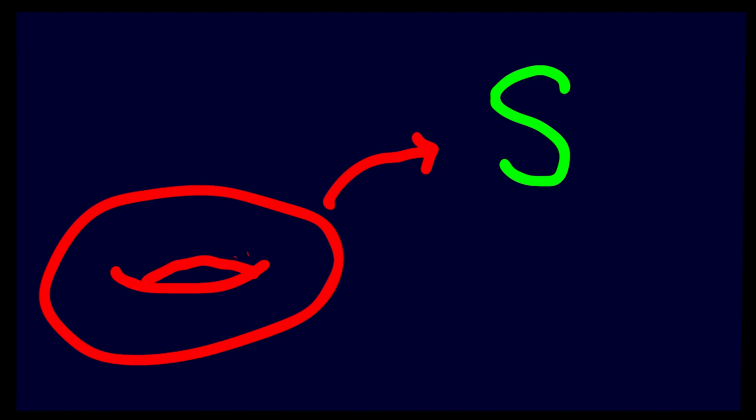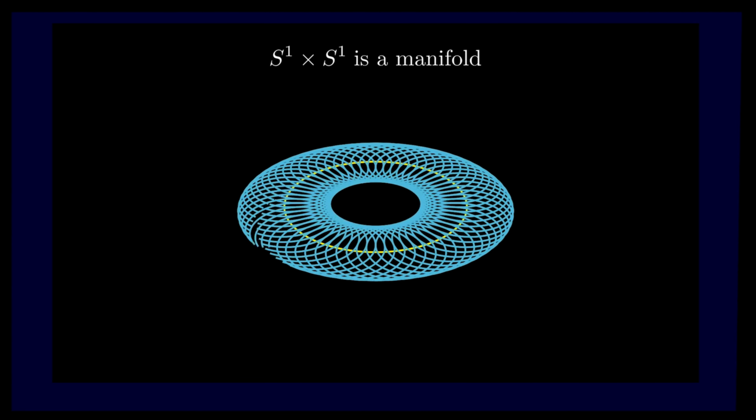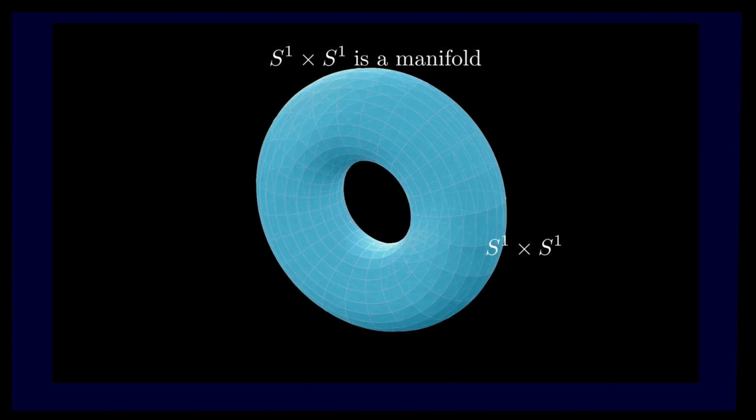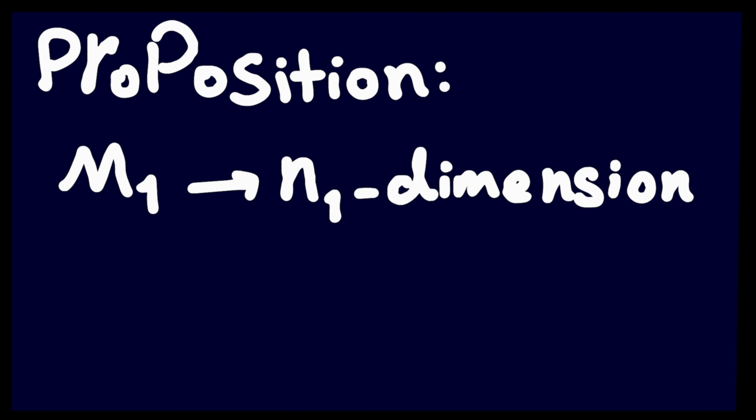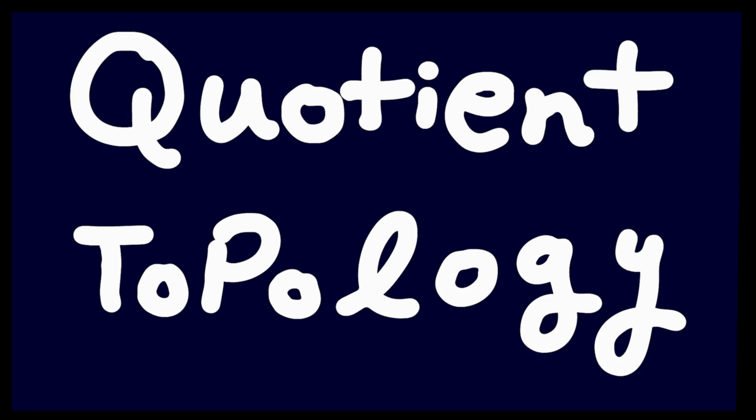To describe a torus, all you need to do is take the manifold S, which represents a circle, then S multiplied by S will be a torus. How do we know that this is a manifold? Well, this is one of the main properties of manifolds. The Cartesian product of an n1-manifold with an n2-manifold will be a manifold of dimension n1 plus n2, which can be shown easily. Another way to describe the torus is using the quotient topology.